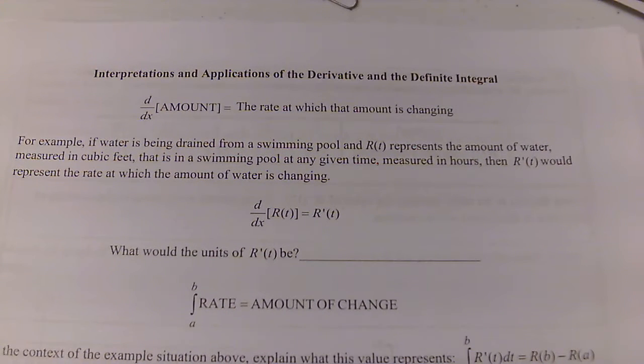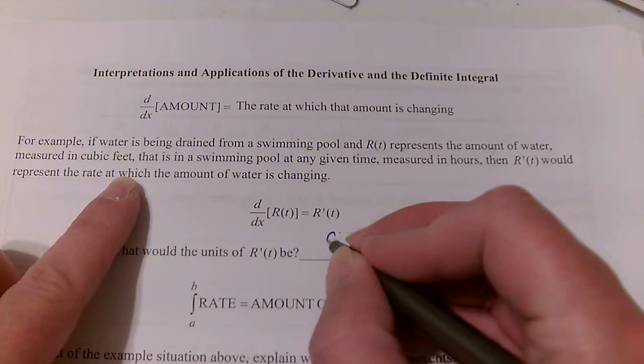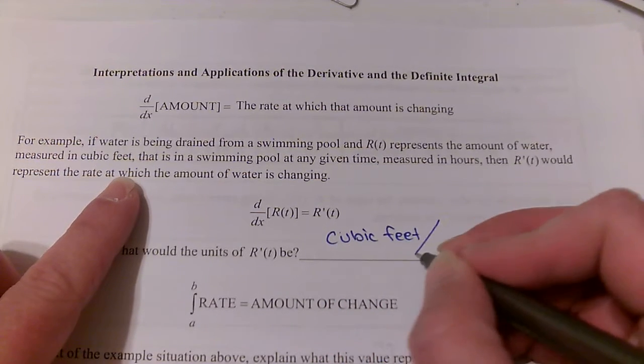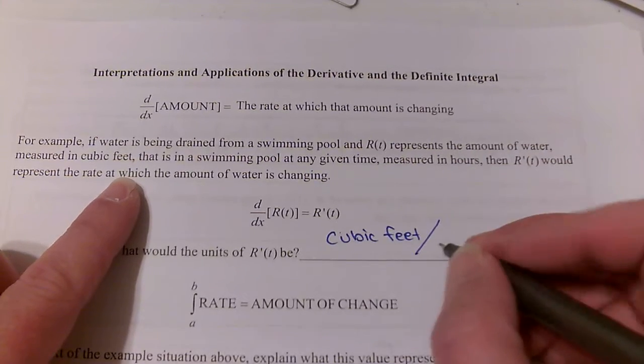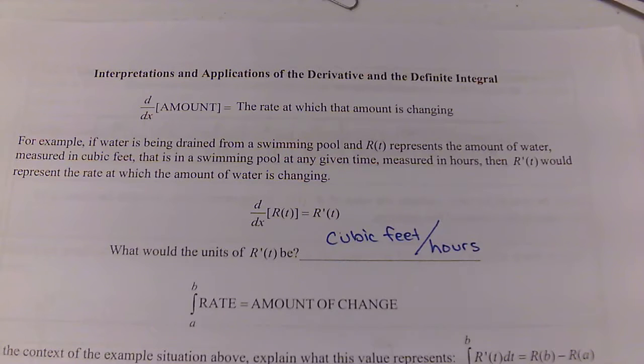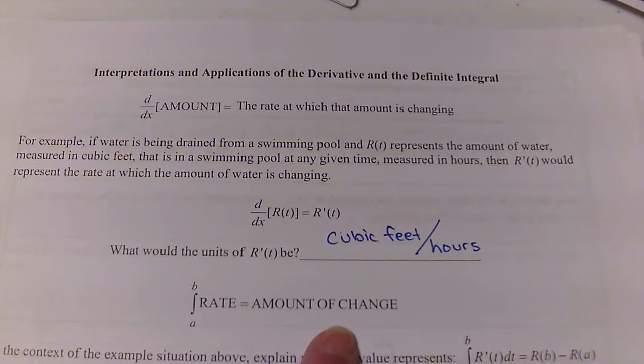Well, if it's the amount of water in cubic feet, it would be cubic feet per time, hours. Rate of change. So it's a rate. So what happens if we take the integral of a rate? Well, we end up with the amount of change.